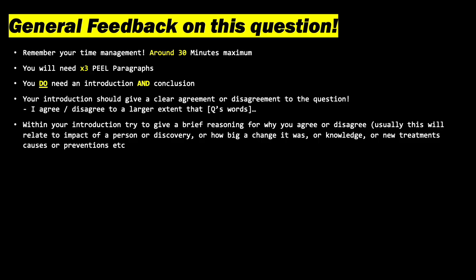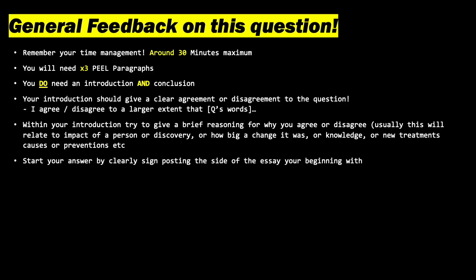I think in English we've talked in class, haven't we, how this might be your thesis statement. So that's what you need to try and do in your intro. You disagree to a large extent or you agree to a large extent, and say why. That will hopefully be a little bit clearer as we talk through some of the possible things you could have talked about in this question.